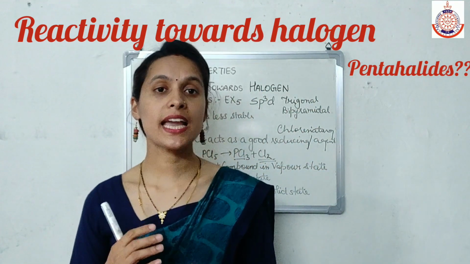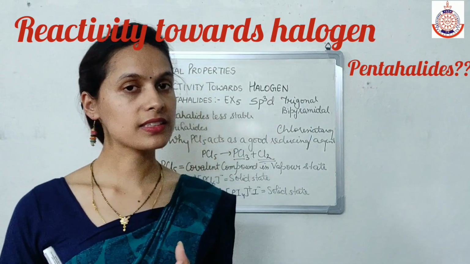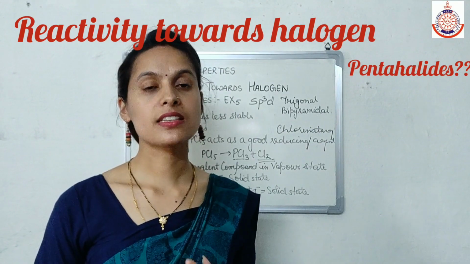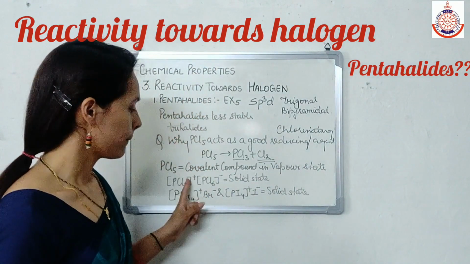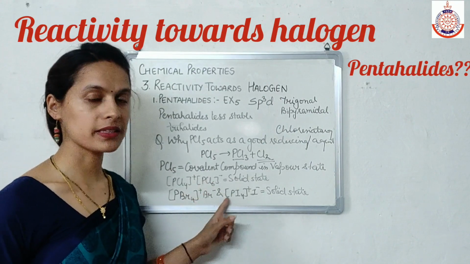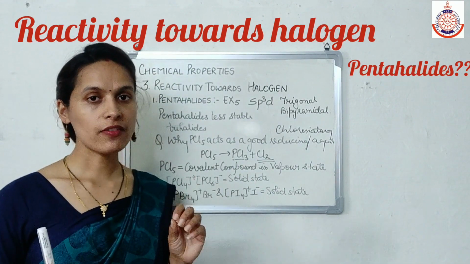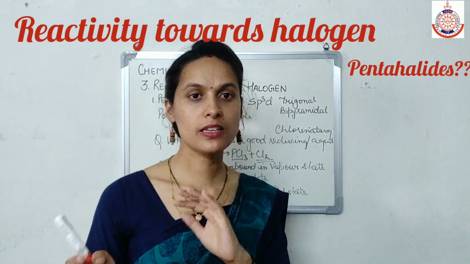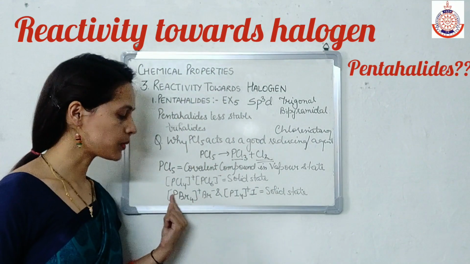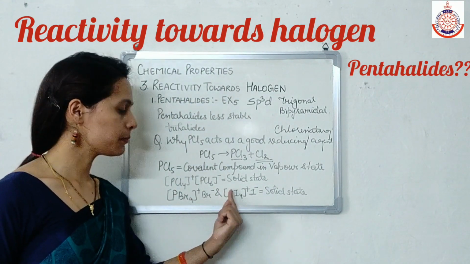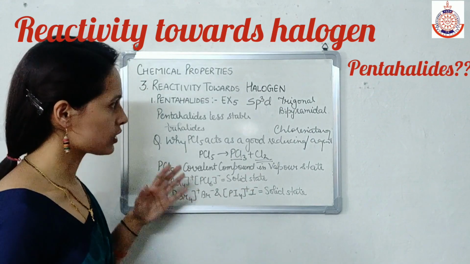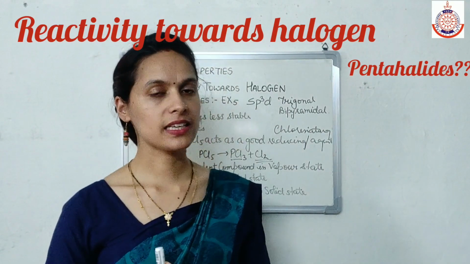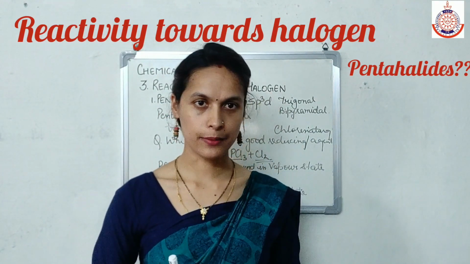And if I talk about the existence of PCl5 in the vapor state, it exists as a covalent compound, whereas in the solid state it exists as an ionic compound, PCl4 positive and PCl6 negative. Similarly, PBr5 and PI5 also exist as covalent compounds in their vapor phase, but in the solid phase they exist as PBr4 positive Br negative and PI4 positive I negative. So these are the properties of pentahalides. So our chemical properties of group 15 elements are done.